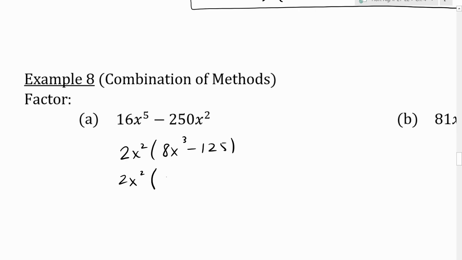What did I cube to get 8x cubed? 2x. They got a minus, I got a minus. What did I cube to get 125? 5. And then I'm going to square that 2x. Change the sign that's in between, multiply the two together. 2x times 5 is 10x, and add in the back one squared.